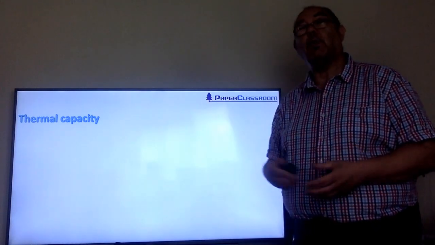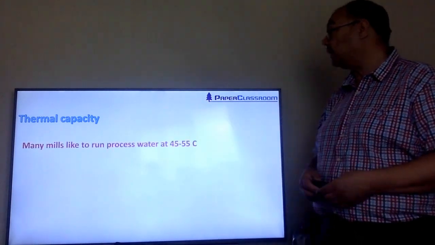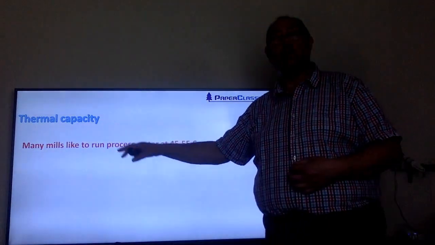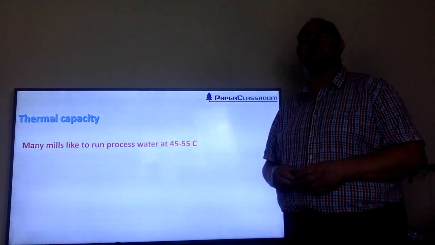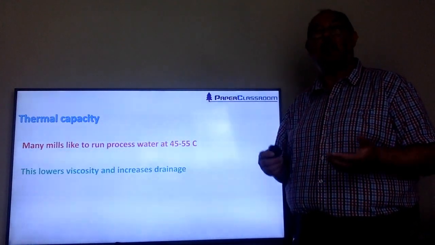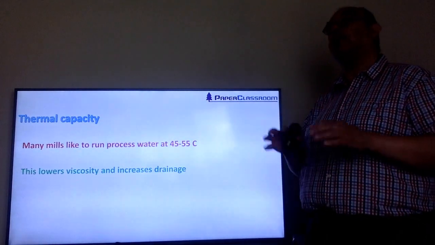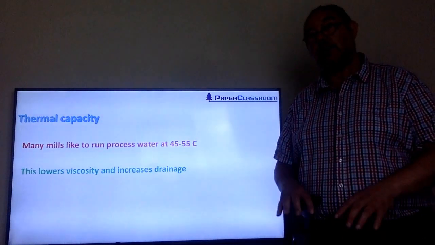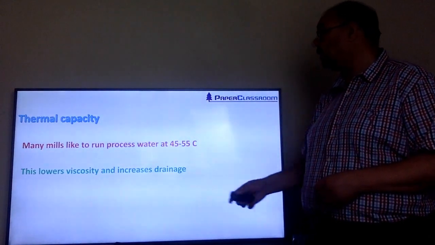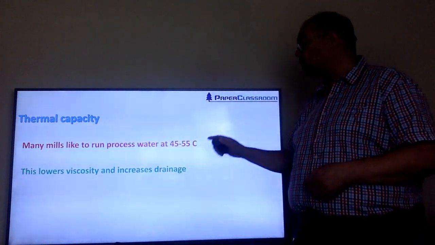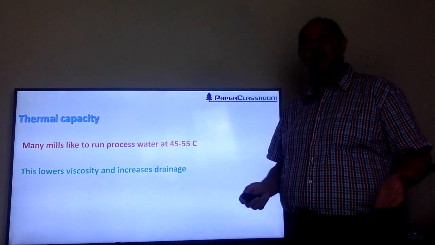The second property of water we need to talk about is the thermal capacity of the water. So this is how much heat it's holding. Many mills like to run the processes at 45, 55 degrees C. I'm even seeing some up to 65 degrees C these days. The reason why we like to run at such high temperatures is the viscosity of the water is less, and therefore it drains quicker through the sheet on the forming fabric, and you can squeeze it out more easily in the press section. So higher process water temperatures reduce the viscosity of the water, aiding drainage. But it costs money to get the temperature that high.